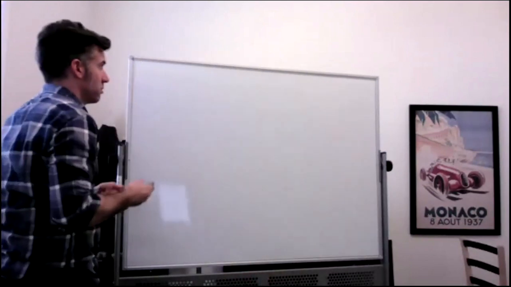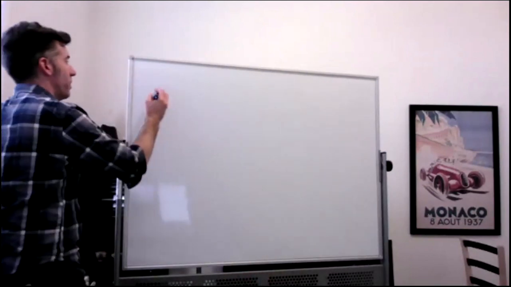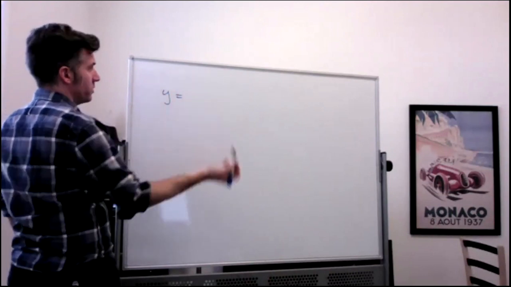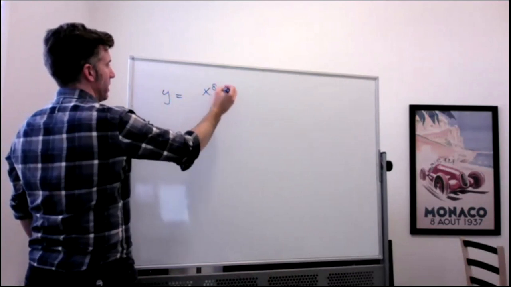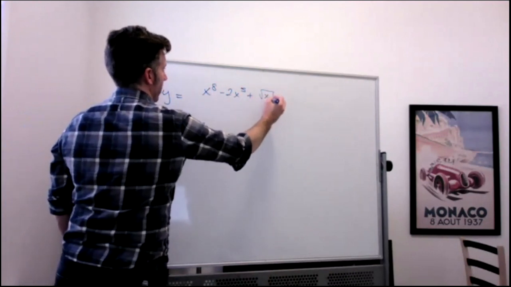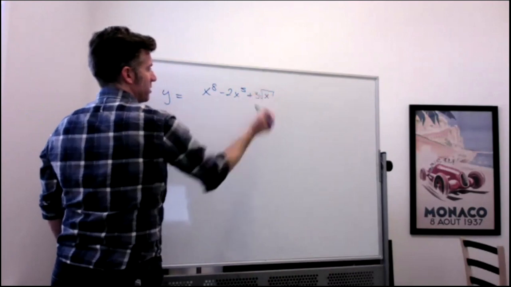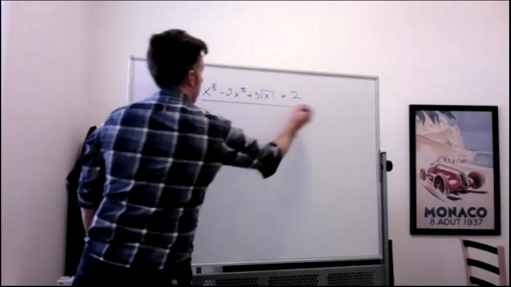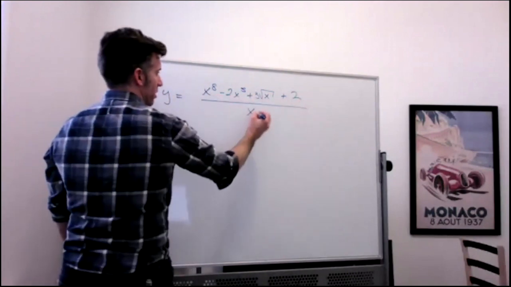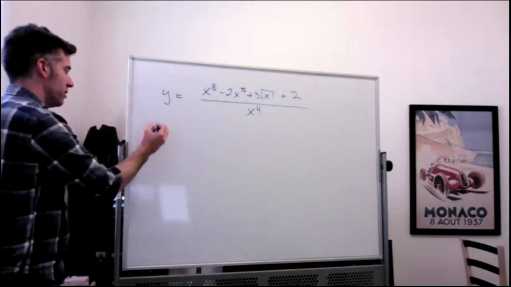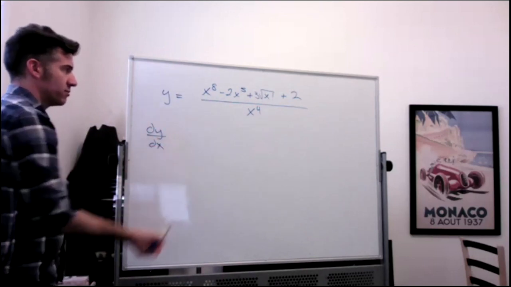So, for example, if my function y was equal to, I don't know, x to the 8th minus 2x to the 5th plus the square root of x, and maybe 3 times the square root of x plus 2 over x to the 4th. I want to find dy dx.